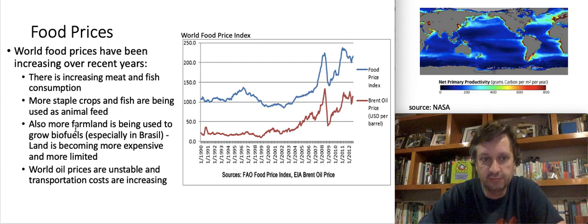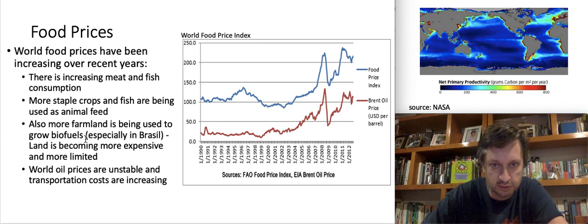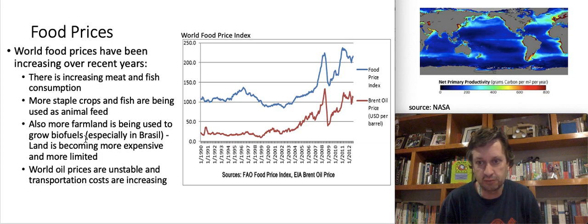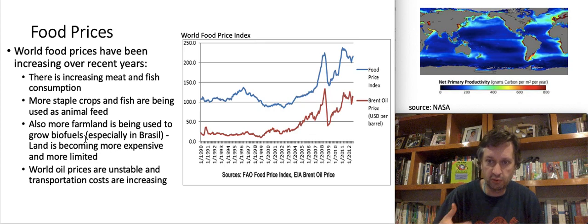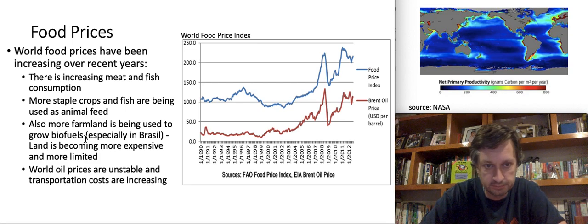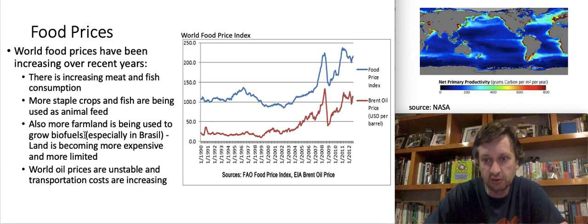The price of fish, or the price of aquatic resources, I should say, is also increasing because more land is being used for things like biofuel growth or palm oil. So therefore, as land becomes more limited, we turn more towards aquatic resources. And then obviously it's worth noting, world oil prices are very volatile. So therefore, the price of food is also volatile, which is bad news for a lot of people in LEDCs.